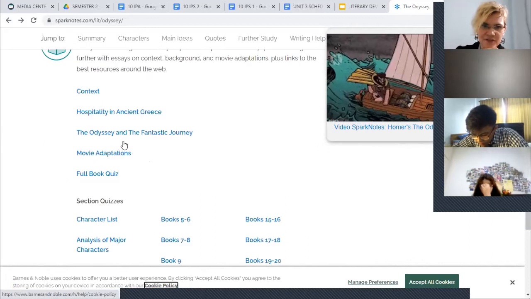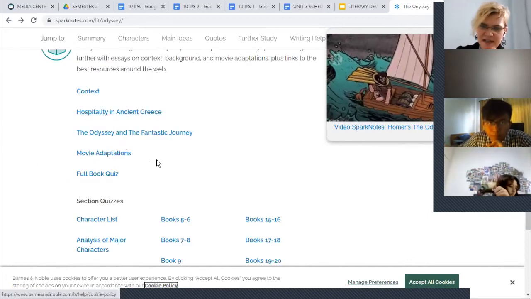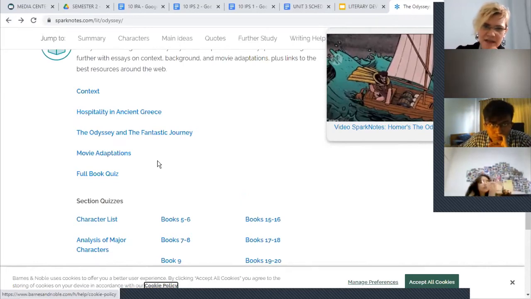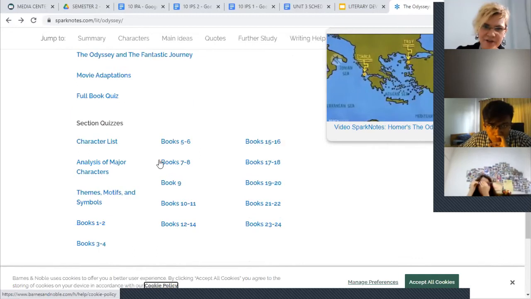And further study, if you would want to do that, of what hospitality was like in ancient Greece at the time, and so on. So it gives you really a lot of information.